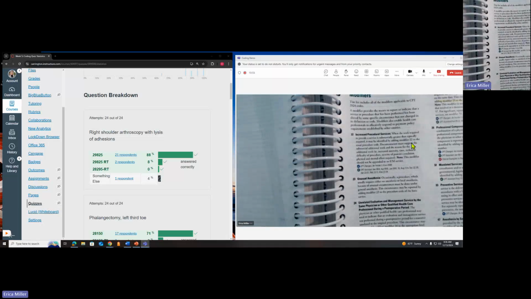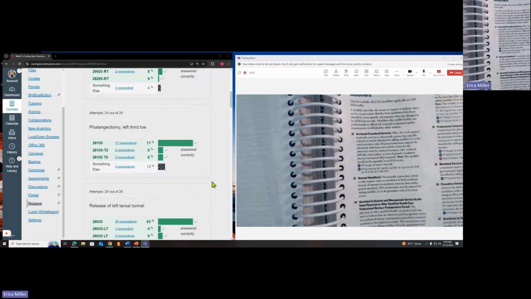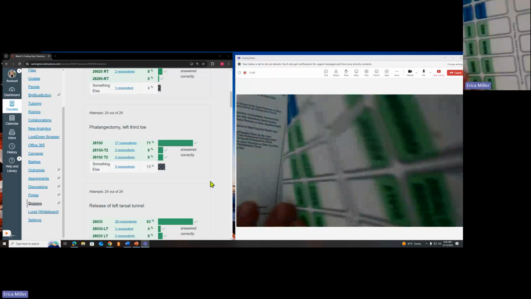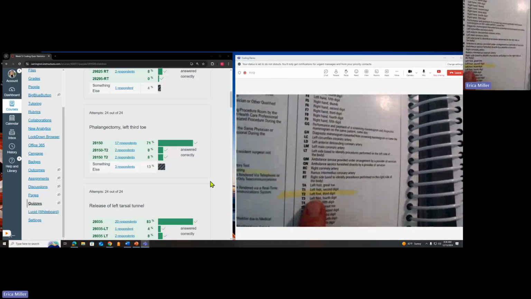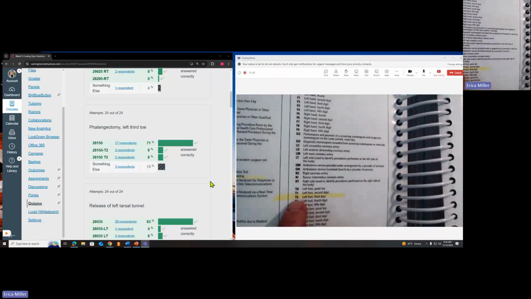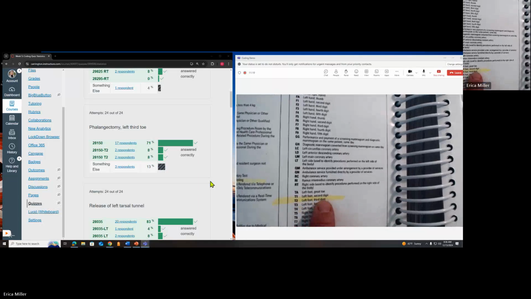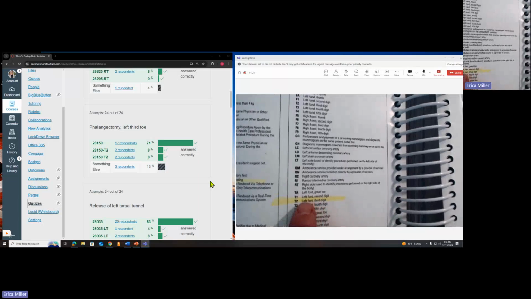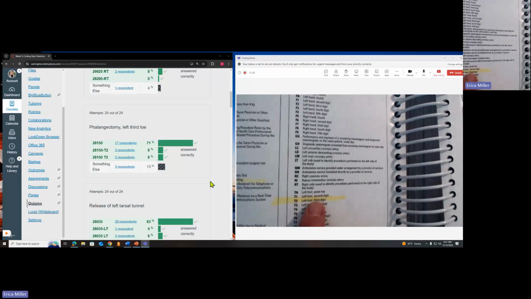Functional modifiers do. All right, let's move on to our next code here. A phalangectomy, left third toe. Before we even go check out the code, check out your little short list here, and you can see that there is an informational modifier to represent laterality and the specific digit that the procedure is being performed on.